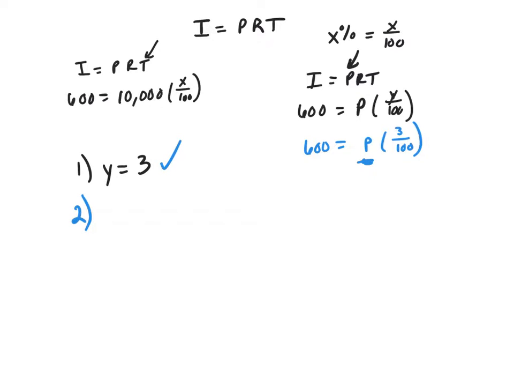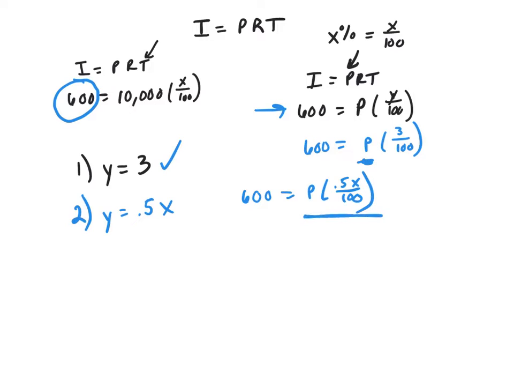Let's look at clue 2. What is clue 2? Y equals 0.5x. I think that's going to work too. Once again, Y is 0.5. Let's use this equation. 600 equals P times 0.5x over 100. So we can substitute in here.